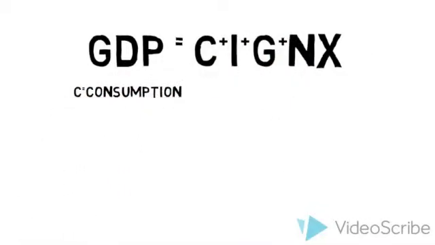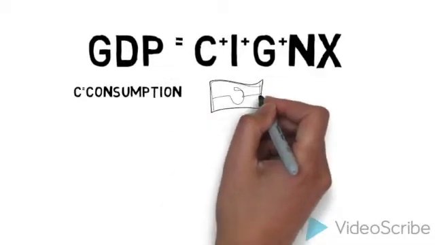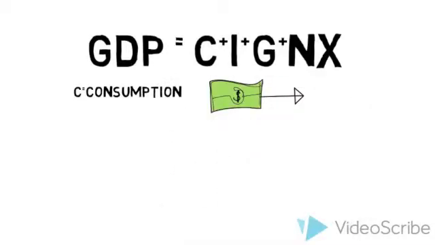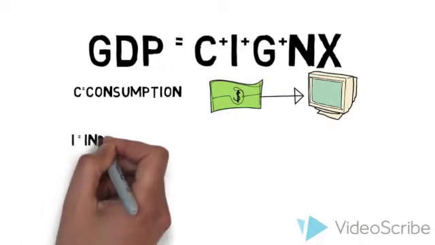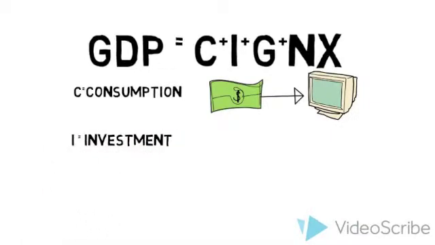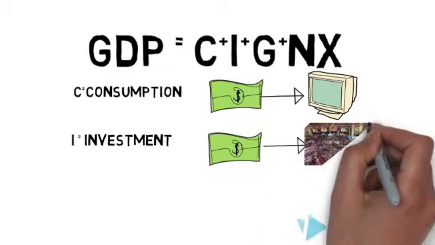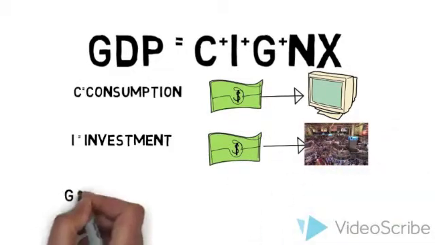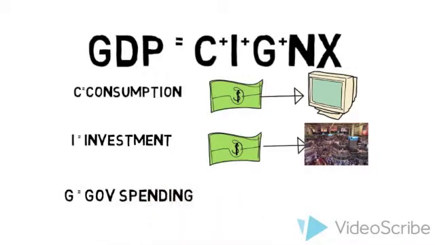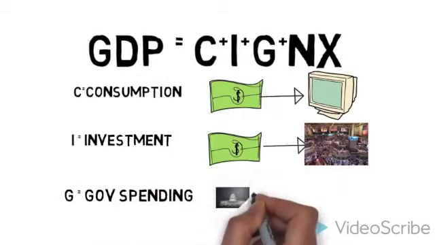C stands for consumption, which is the goods that are bought within the country. I stands for investment, which is all the money invested within the country. G stands for government spending, which is the amount of money that the government spends.